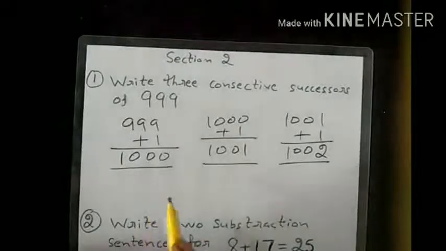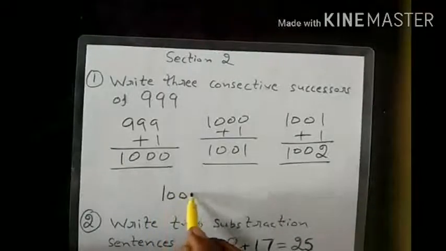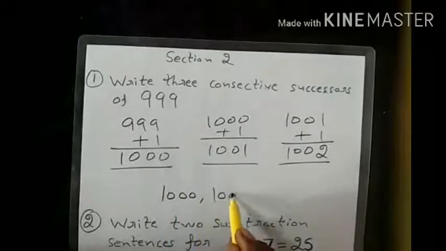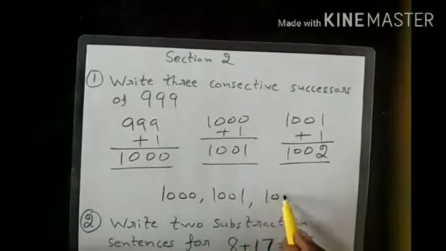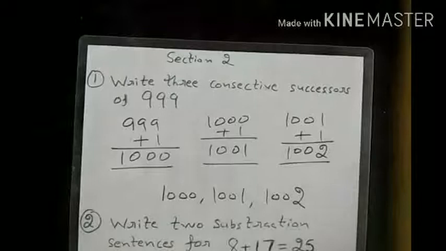So, the 3 consecutive successors of 999 are 1000, 1001, 1002. This is the answer.